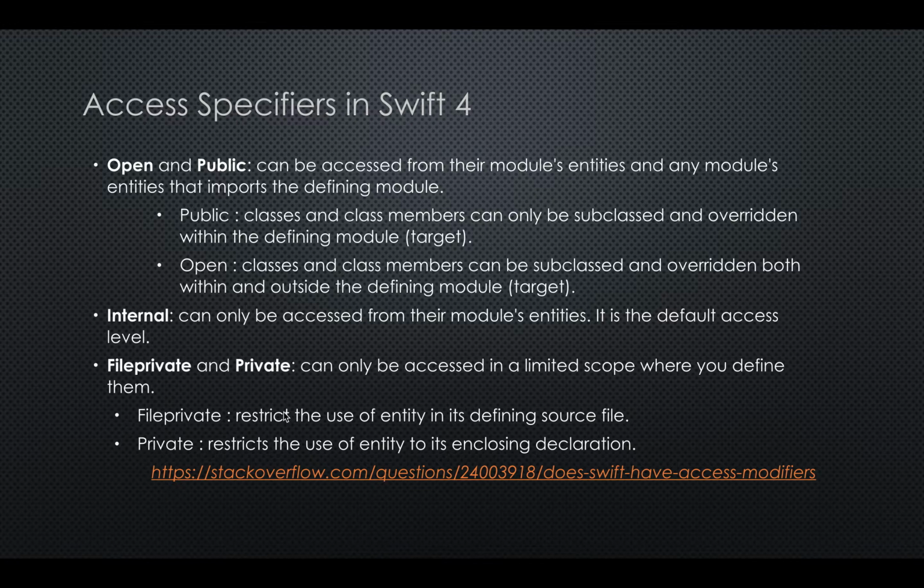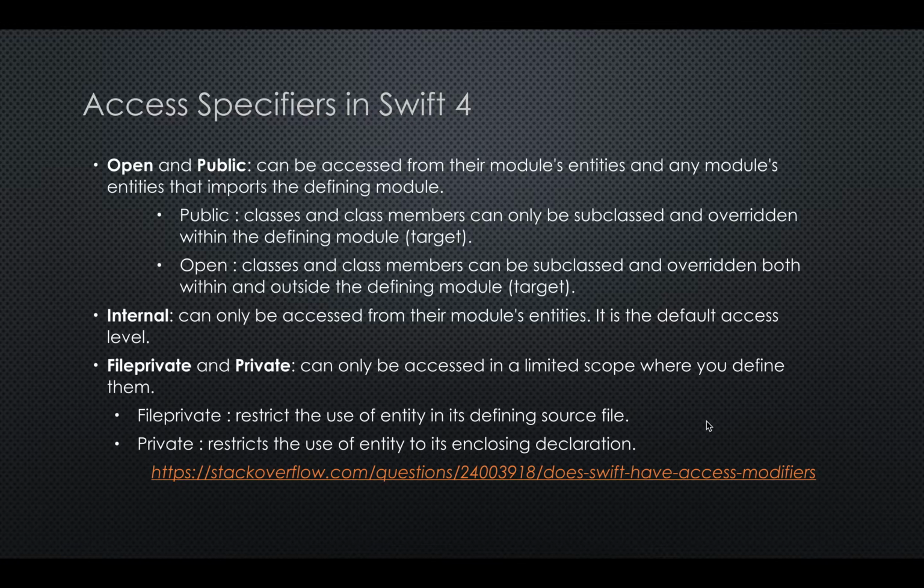Then file private and private are totally opposite of public and open. They make your access limited. If you mark any classes or functions as file private or private, they will have a limited scope of access. The difference between these two is that file private restricts the use of an entity to the defining source file, whereas private restricts the use of an entity to its enclosing declaration.